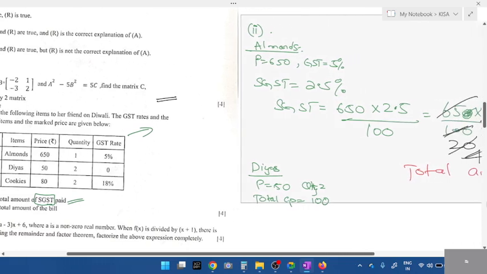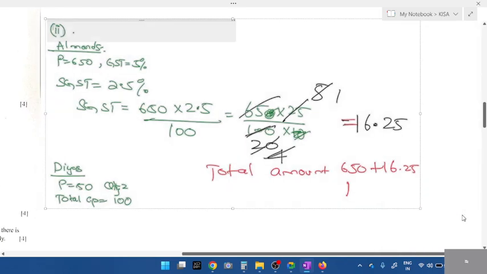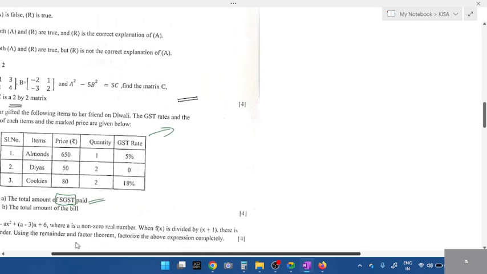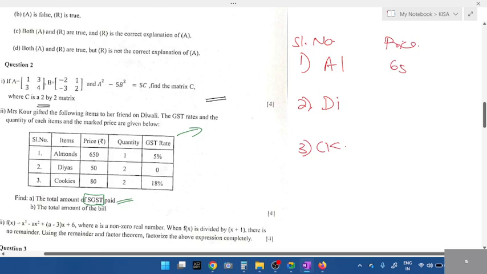You can do it two ways. You can write it separately like this, or in a tabular form, students. You can write it even in the table form. But calculation, you should do it in the working column. Look here. First one, just copy the serial number. Almond, and this is Diya. Third one is cookies. Price is given: 650, 50 and 80.